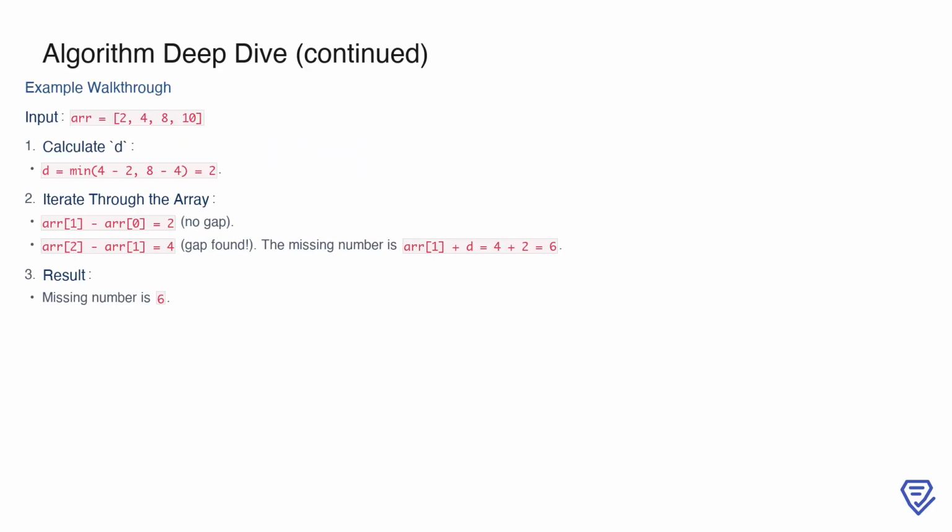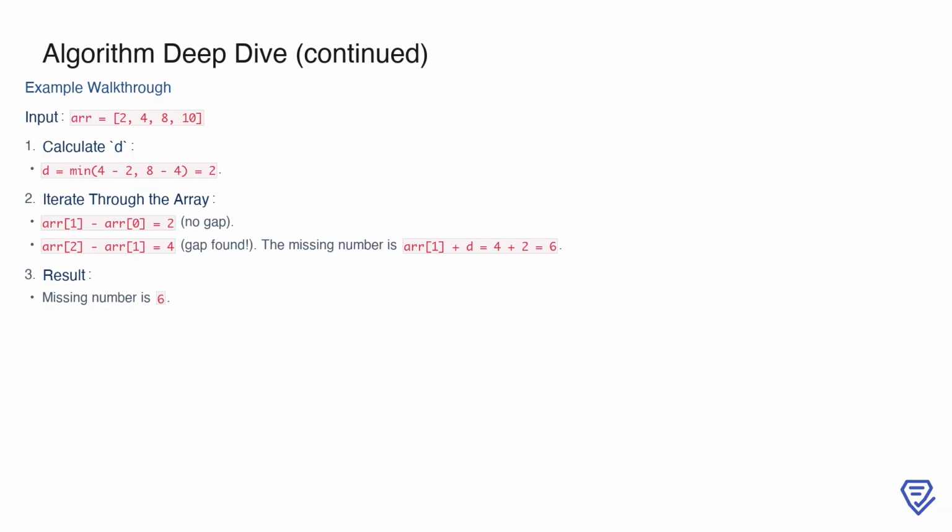Let's walk through an example to see the algorithm in action. Consider the input array ARR equals 2, 4, 8, 10. First, we calculate the common difference d. Using the formula d equals min(ARR[1] - ARR[0], ARR[2] - ARR[1]), we find d equals min(4 - 2, 8 - 4) equals 2.